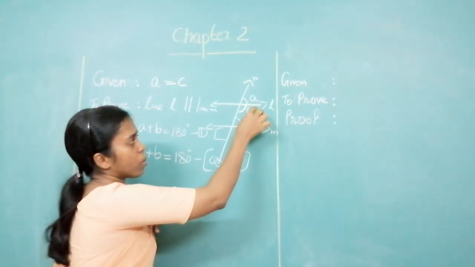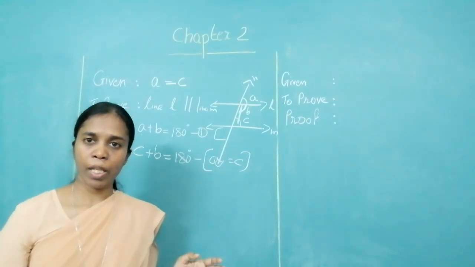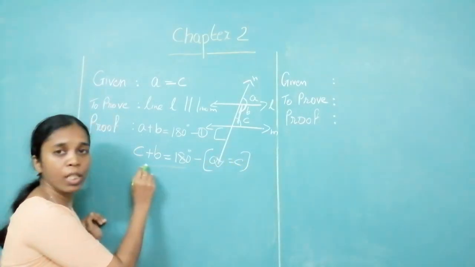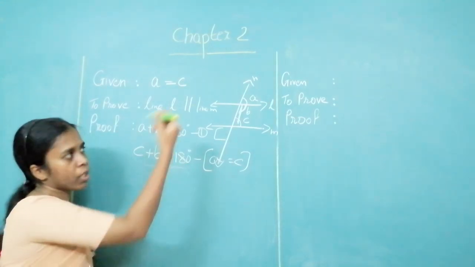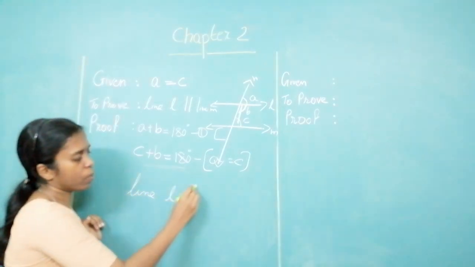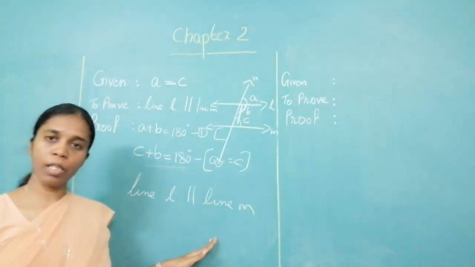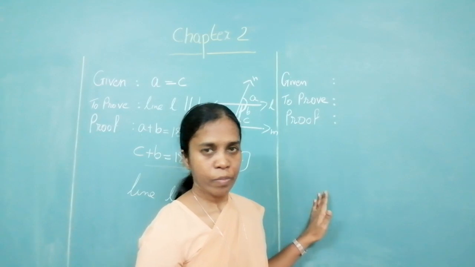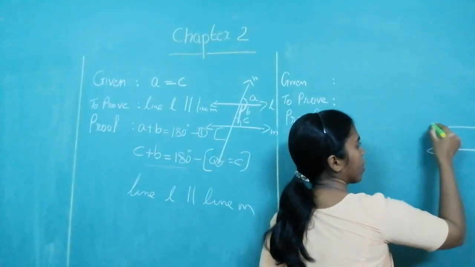Now what is my C plus B? This is my C plus B. That means I am saying that the interior angles are supplementary. I got it. The interior angles are supplementary. If the interior angles are supplementary, then I can say that line L is parallel to line M by interior angle test. Similarly here, you are given, you have 2 lines.